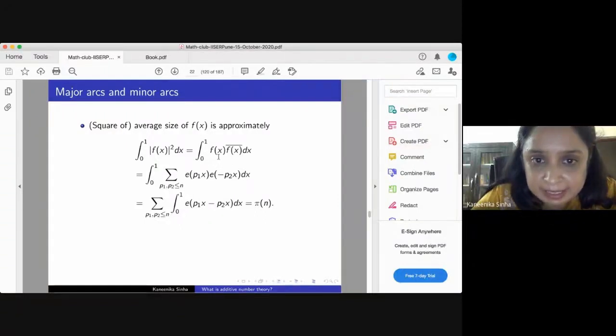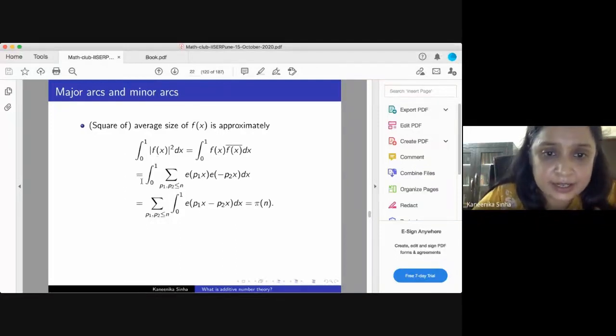So the first term, e of p1 x, comes from f of x. And when you take the complex conjugate, your e of p2 x just changes into e of minus p2 x. So what you have is, since these are all finite things, you can interchange the summation and the integral. So take the double sum over primes out.